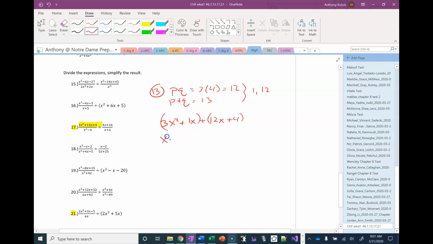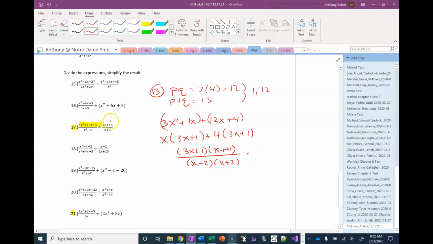Make my two groups. From the first group I can take out an x, leaving me with 3x plus 1. From the second group I can take out a 4, leaving with 3x plus 1. I notice I have 3x plus 1 is common to both. So when I factor that out, I have x plus 4. And then x squared minus 4 is x minus 2 times x plus 2.